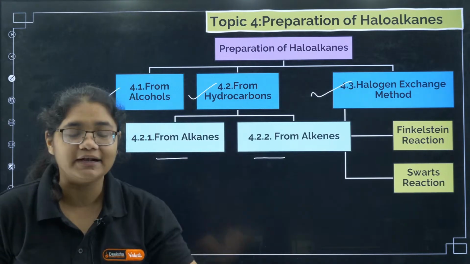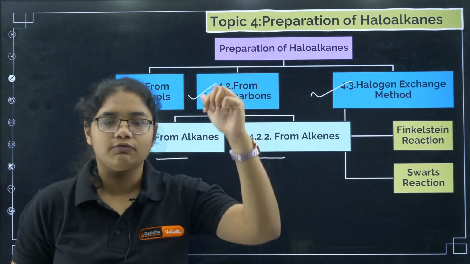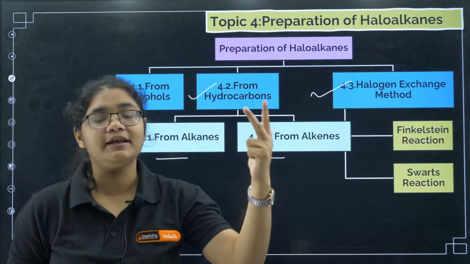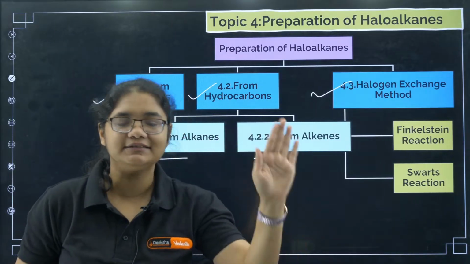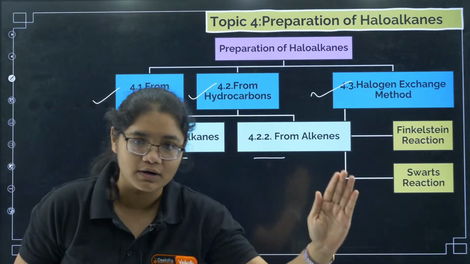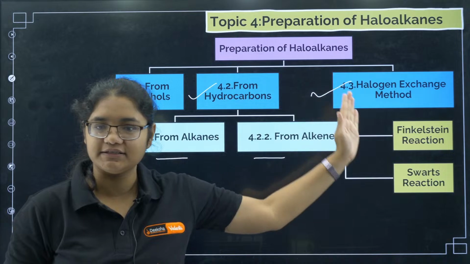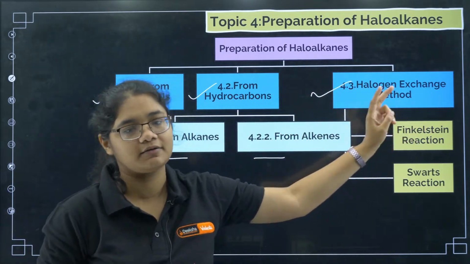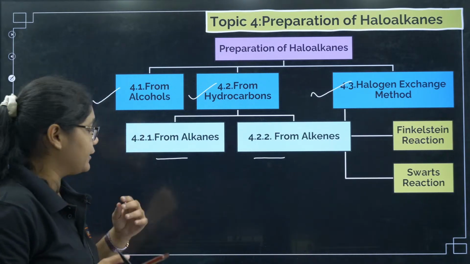Let us recall once again. Haloalkanes I can prepare from 3 major sources: one is from alcohols, second one is from hydrocarbons, and third one is the halogen exchange method. Under hydrocarbons we have 2 things: one is alkanes, another is alkenes. And in the halogen exchange method we have again 2 things: one is your Schwarz reaction, another is your Finkelstein reaction. So 3 major sources, and in hydrocarbons we have 2 sources. In the halogen exchange method we have 2 reactions. I hope this is clear.